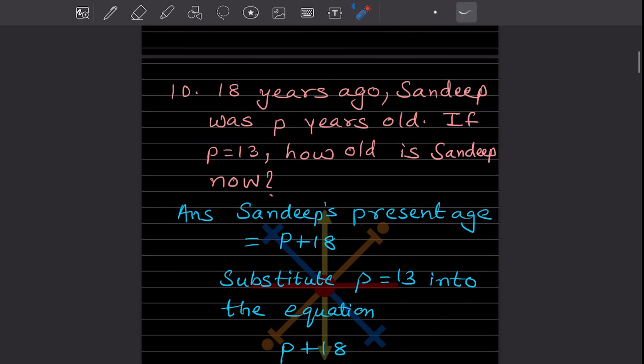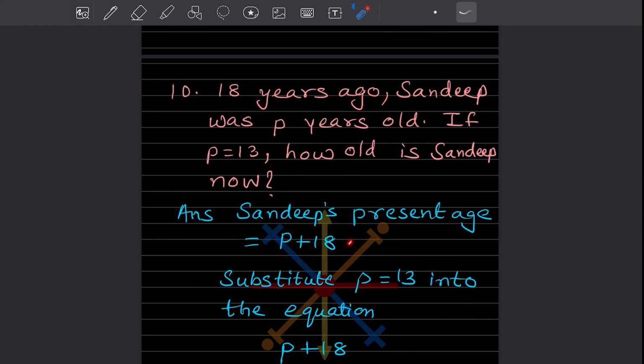The next question says that 18 years ago, ago means before, Sandeep was P years old. If P is equal to 13, how old is Sandeep now? Now means the present age. We don't know Sandeep's present age, so let us write here: Sandeep was P years old 18 years ago. So the present age can be written like this, P plus 18, isn't it? So we are going to add first.